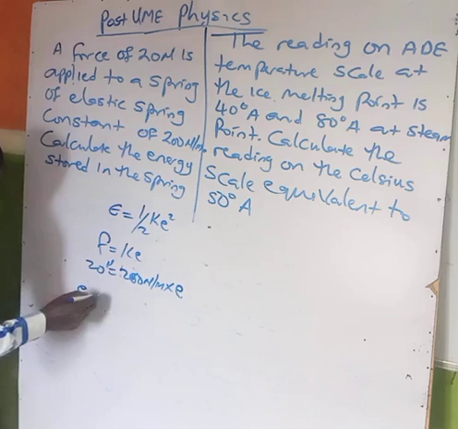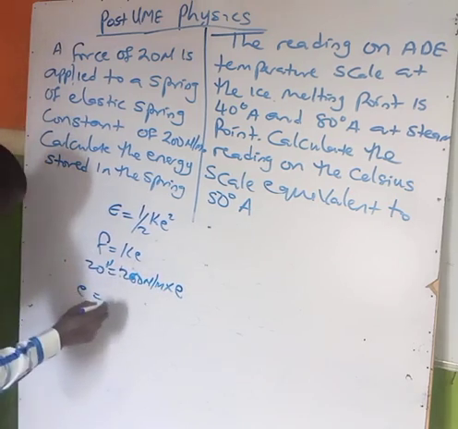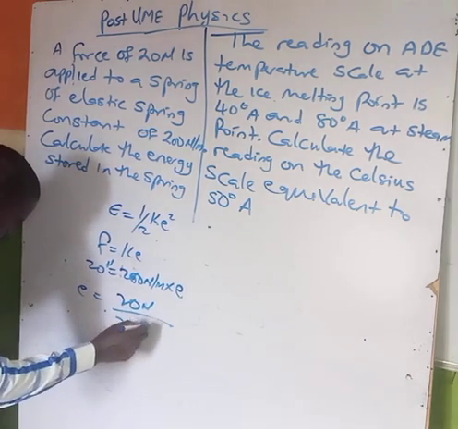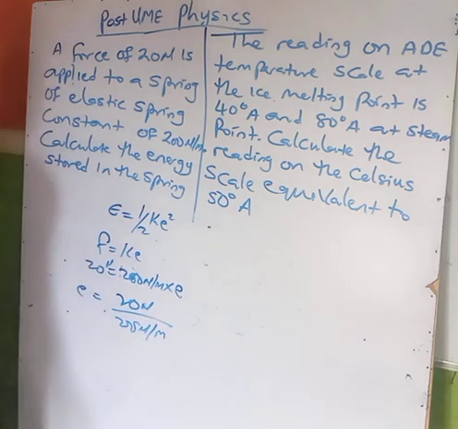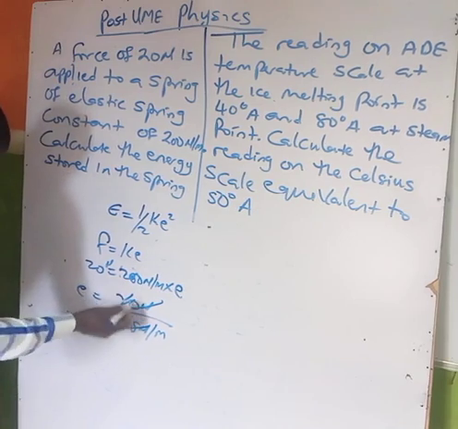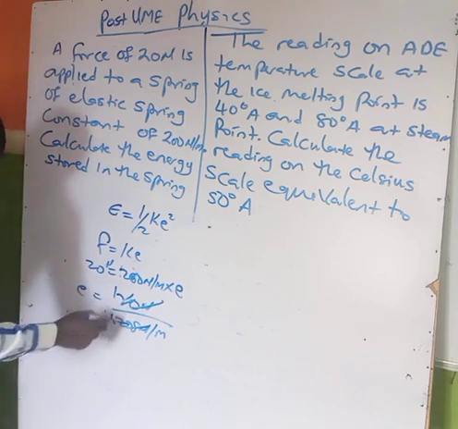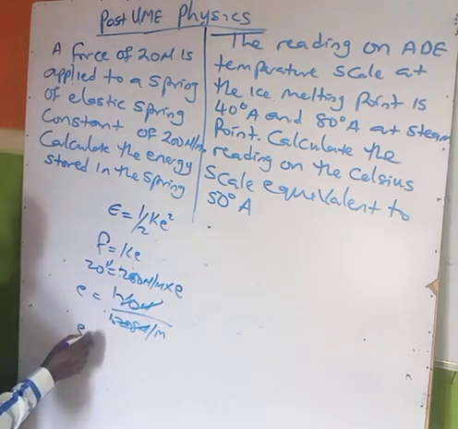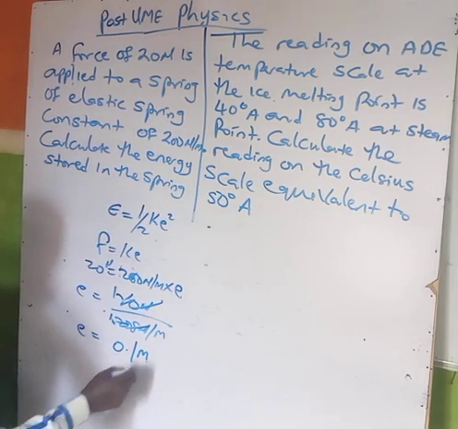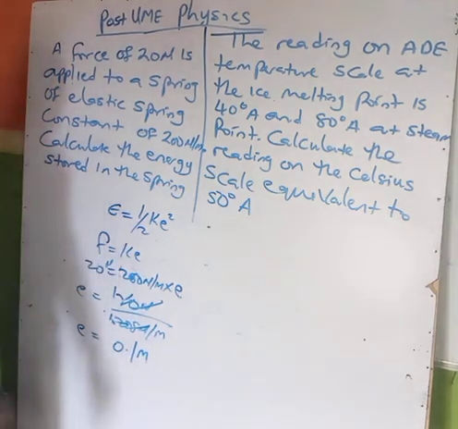So you divide both sides by 200. You will have 20 Newton divided by 200 Newton per meter. The Newton cancels, and you have 1 over 10. Then e equals 0.1 meter. So the extension now is 0.1 meter.